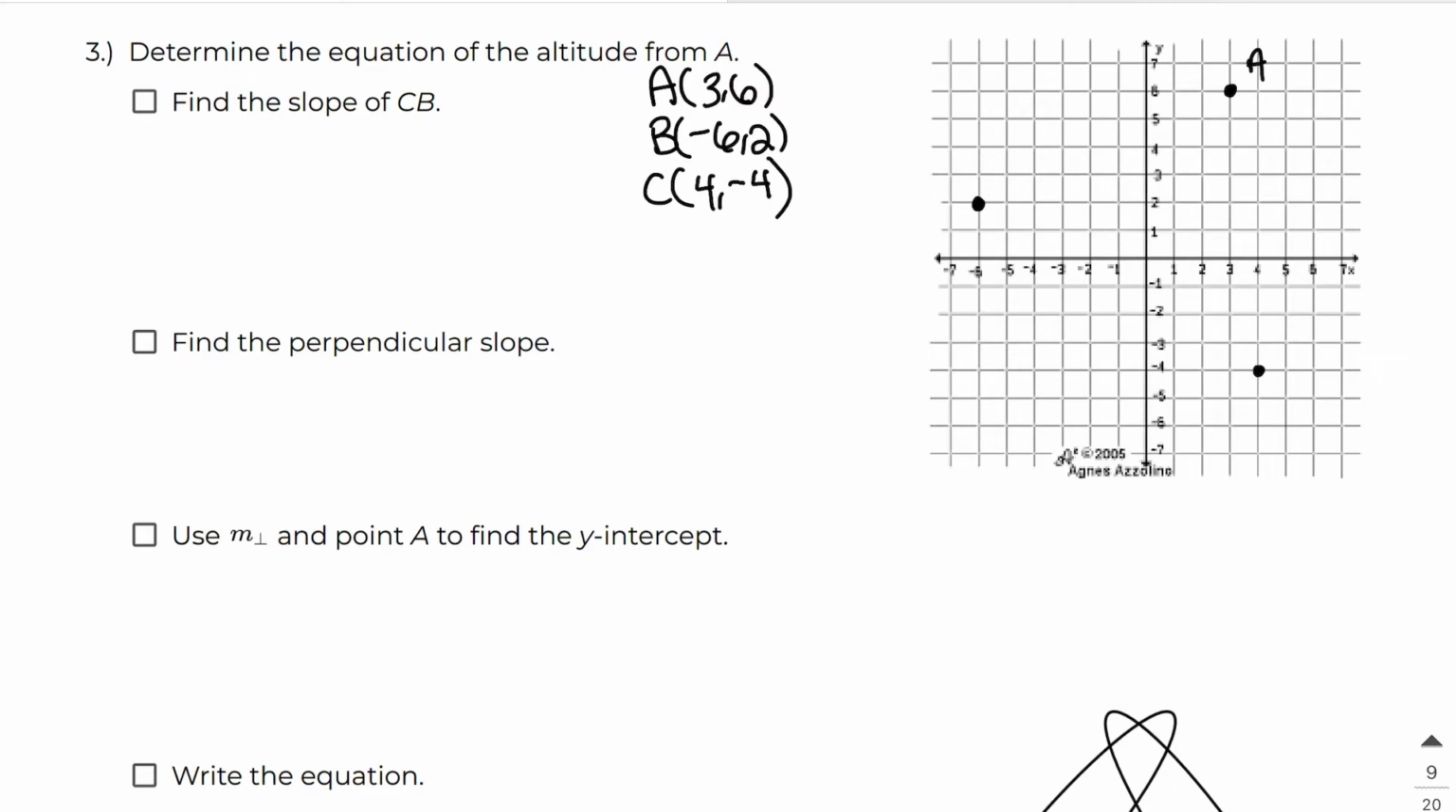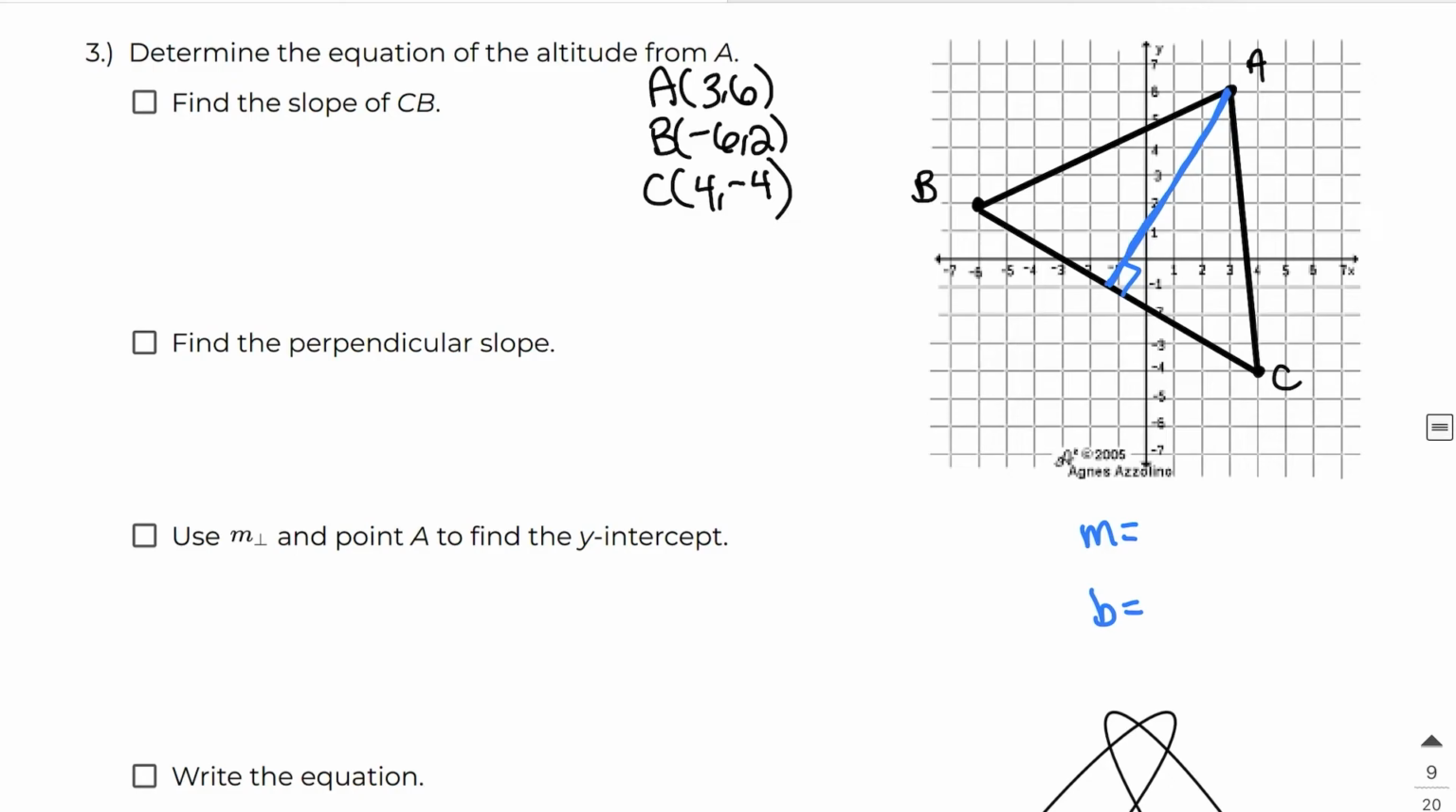And now that I've done that, I can go ahead and label my letters, my vertices, so I can make sure that they're not in the middle of my triangle. So go ahead, connect the dots. And what I'm trying to do is find the equation of this altitude right here. So this is what I'm trying to find, and it has to be perpendicular. Because I'm trying to find the equation of this line, I need m, I need b. Because this line is perpendicular to BC, the first thing that I need to do is find the slope of BC or CB. Okay, so we'll write m of CB right here.